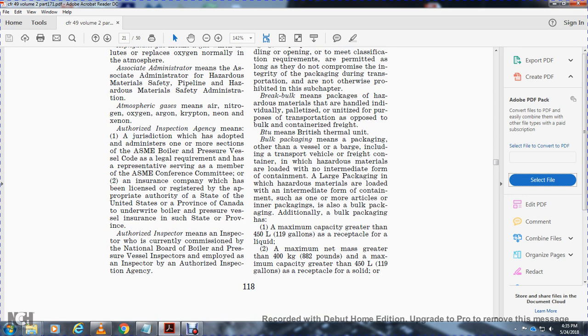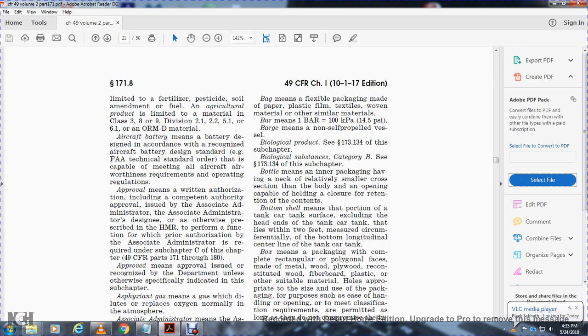Authorized inspector means an inspector who is currently commissioned by the National Board of Boiler and Pressure Vessel Inspectors and is employed as an inspector by the authorized inspection agency. Bag means a flexible packaging made of paper, plastic film, textile, woven material, or other similar materials. Bar means 1 bar equals 100 kilopascals, or 14.5 PSI. Barge means a non-propelled vessel.